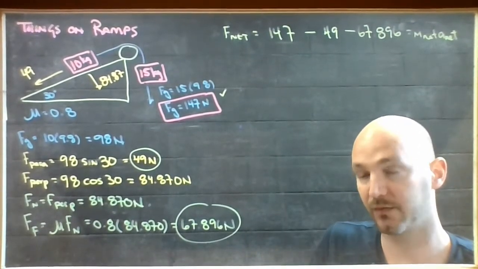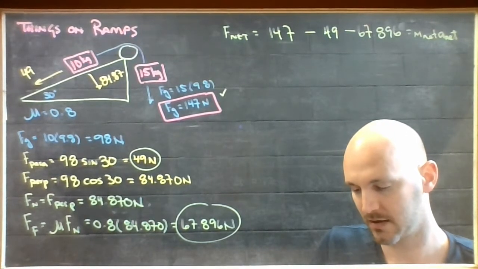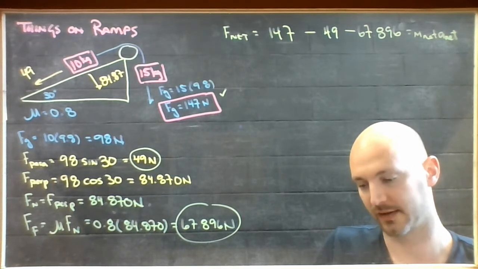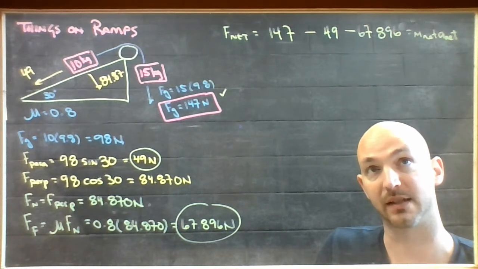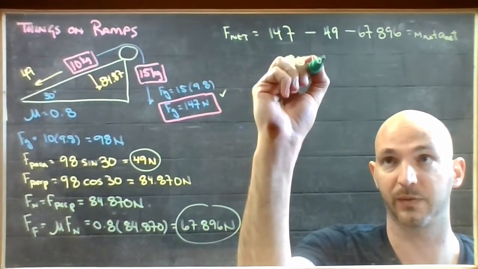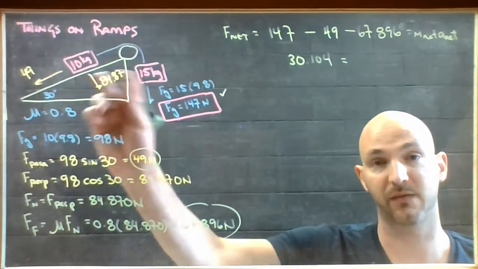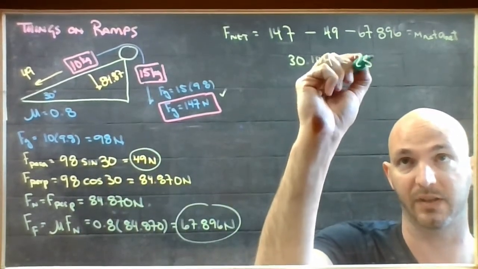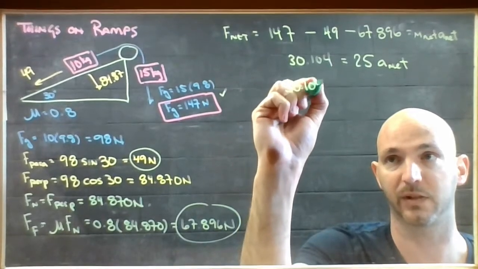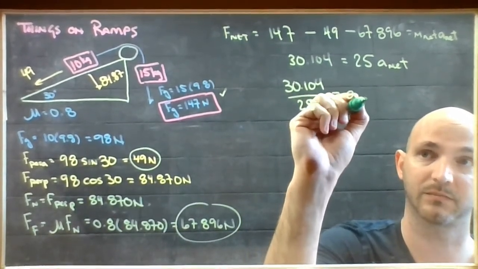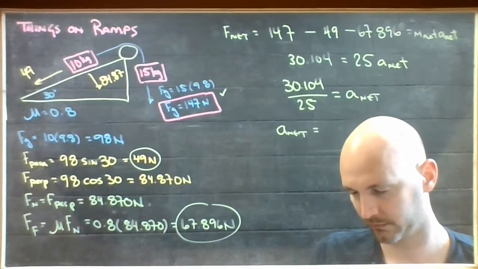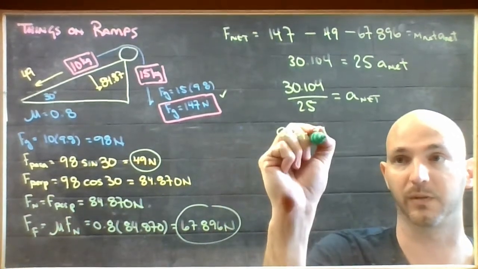That together should end up giving me M net, A net. So I need to take my 147, subtract 49 and subtract 67.896, which gives me 30.104 newtons. Net mass of this system would be 10 and 15, which is 25 kilograms total. So my net acceleration should be 30.104 divided by 25, which gives me 1.204 meters per second squared.